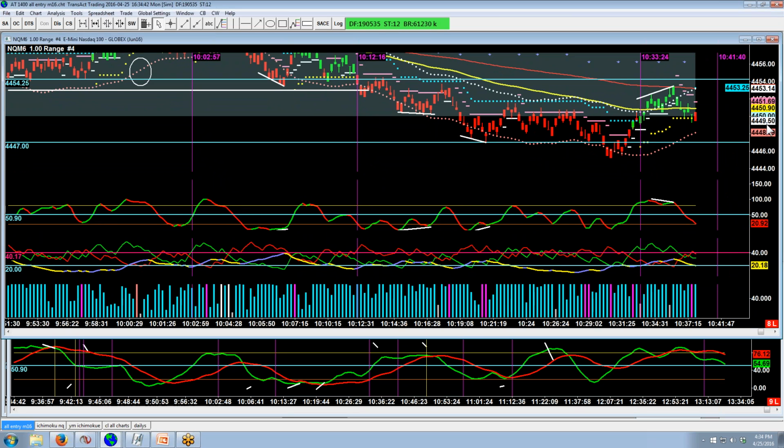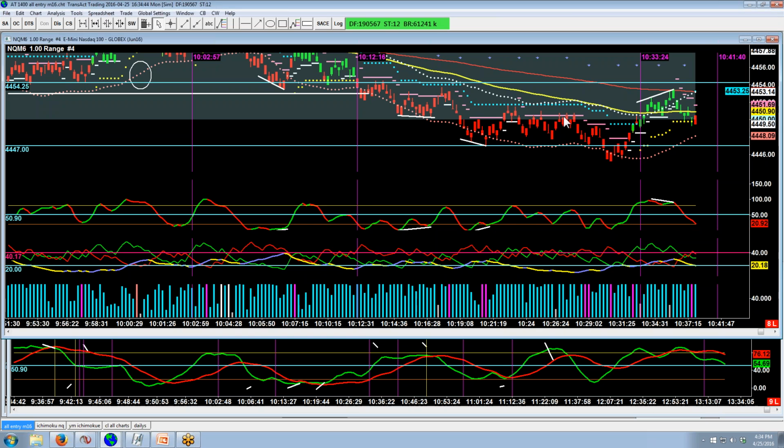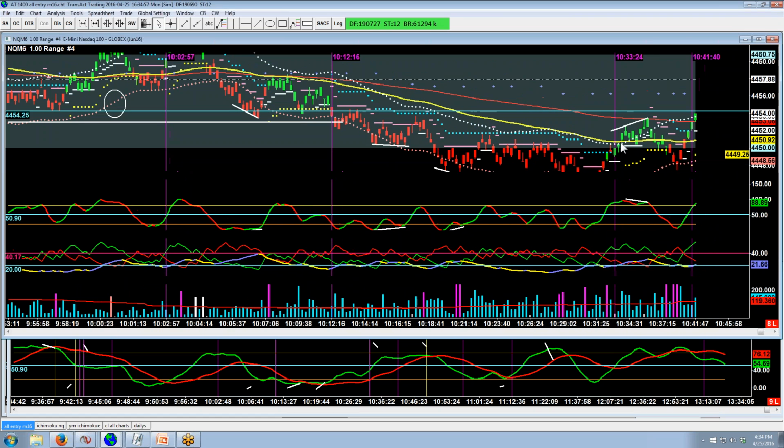So next time in that area, if I have enough room up to resistance and I get divergence, I can try that as a buy. I don't really have anything here I'm really willing to do. Here I get a slinky at 10:33, and up to you obviously if you want to try it.